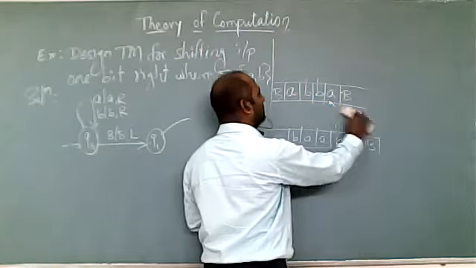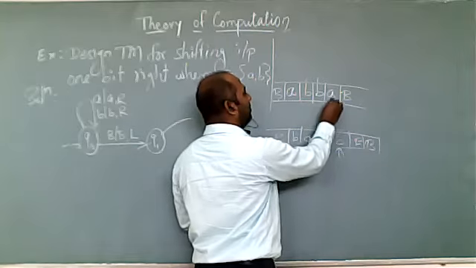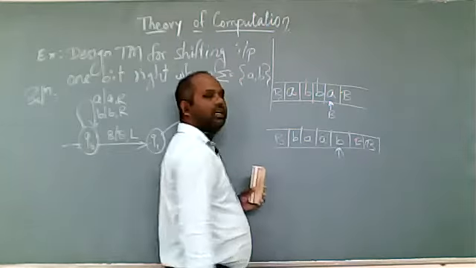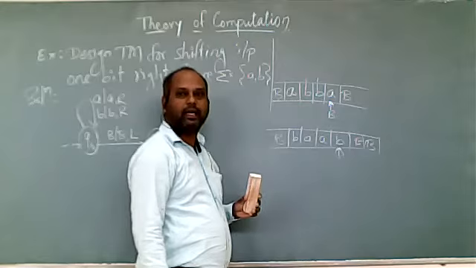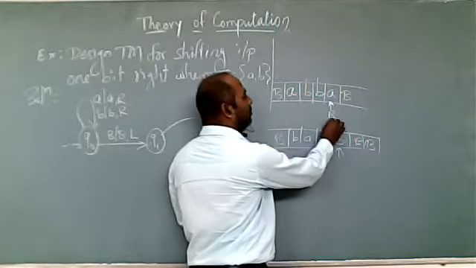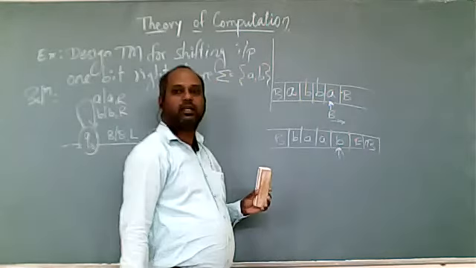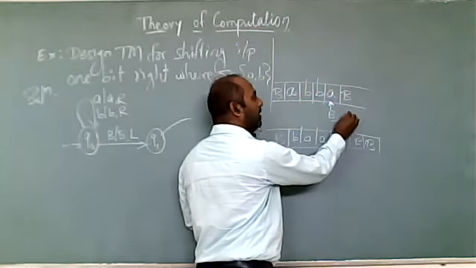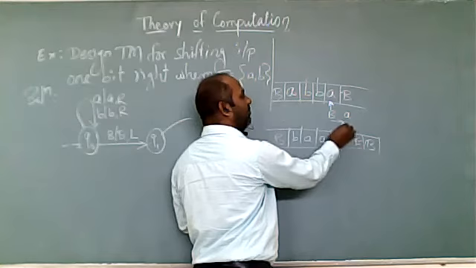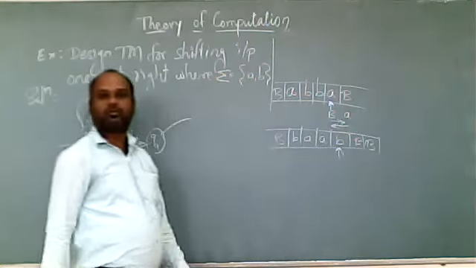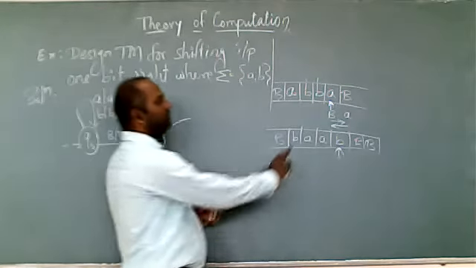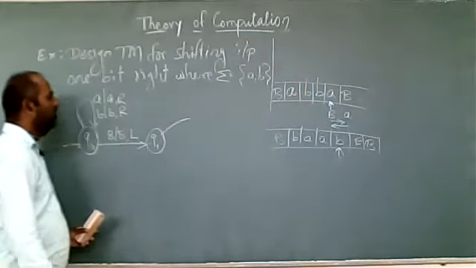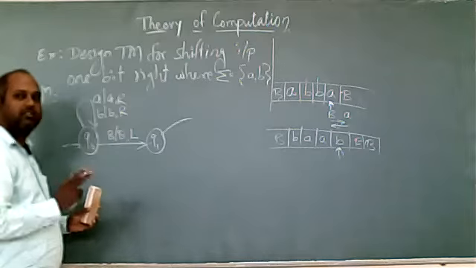What will I do? Just try to understand. The head is here now. So this A I will replace with blank, and move to right. If I am getting this blank, replace it with A and move to left. Okay, so A is shifted here. So that is what the logic is, shifting one bit.